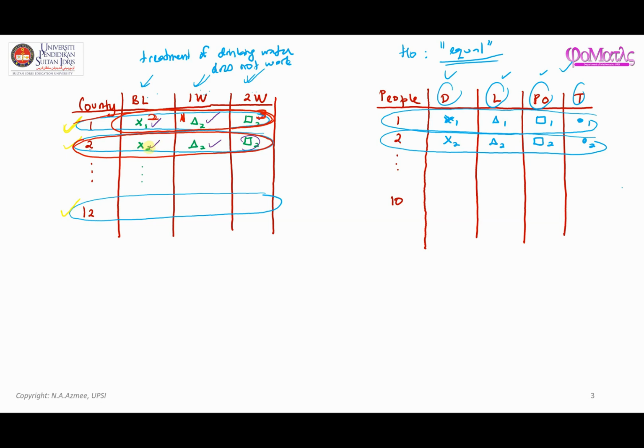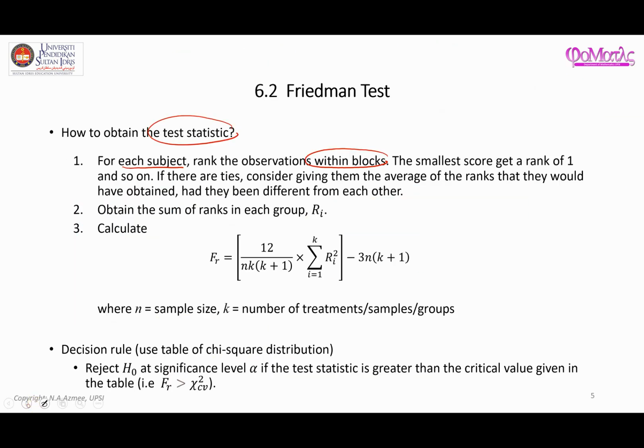If, let's say, the lowest value is over here, you will get rank 1. Maybe this is the second, a bit higher, so this gets 2, and this is the highest, so you will get rank 3. Okay, so ranking is done again within blocks. And if there are ties, the procedure is the same as we have discussed in Kruskal-Wallis, for example. You will give them the average of the ranks that they would have obtained had they been different from each other.